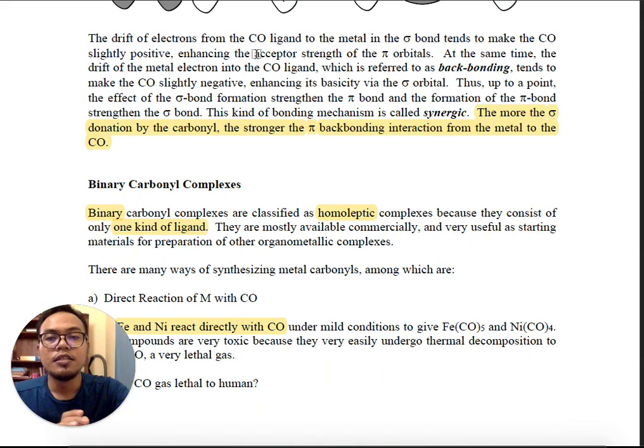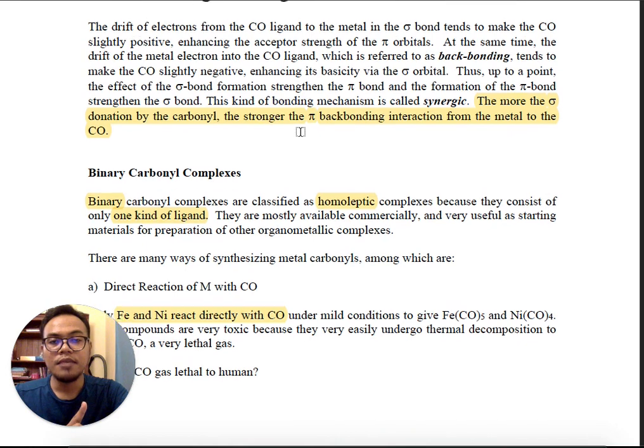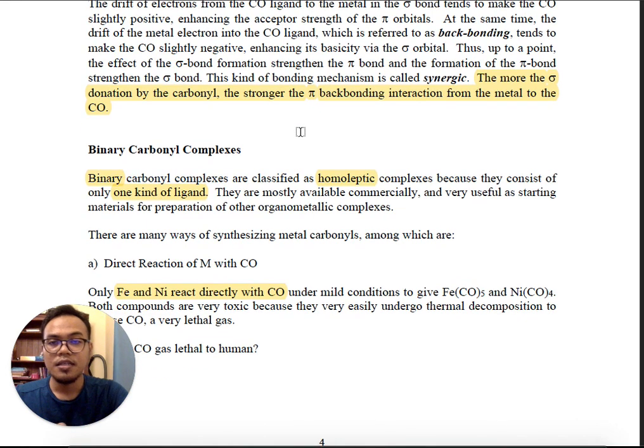So the effect of sigma bond formation in the first step will strengthen the formation of pi bond in the second. This kind of bonding mechanism is called synergic. The conclusion that we can make here is that the more sigma donation that we can make from the ligand or by the carbonyl, the stronger the pi back bonding interaction from the metal to the CO.